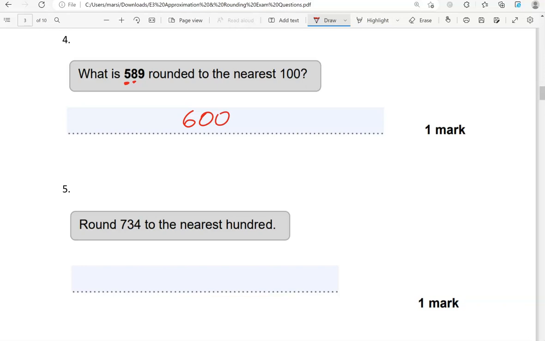Round 734 to the nearest 100. So 734. So the 7 represents the hundreds. To decide, we're going to look on the right next to the 7, that's a 3. So we're going to round down to 700. If that was 5, 6, 7, 8 or 9, then we'd have to round up and go to 800.